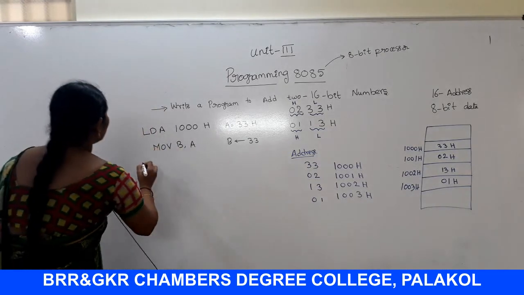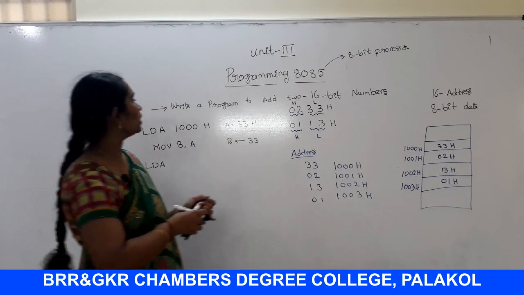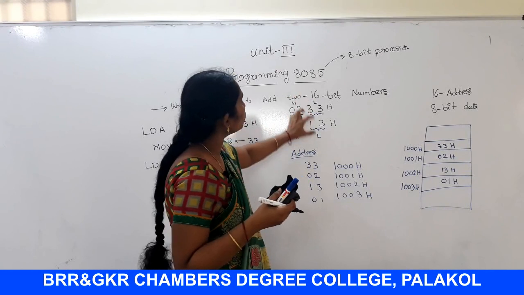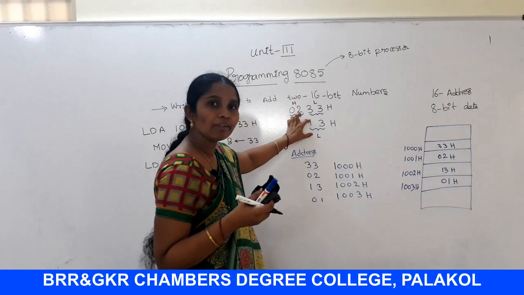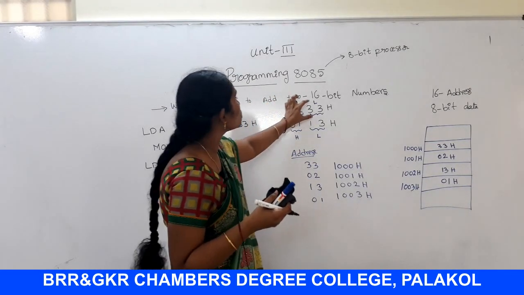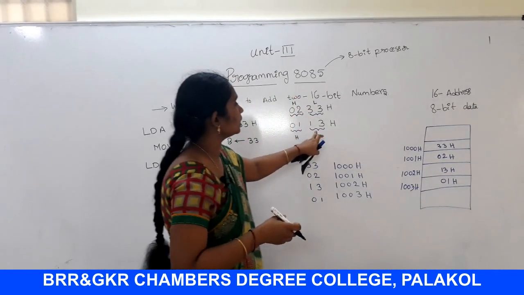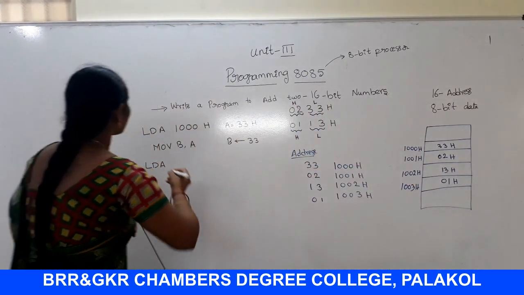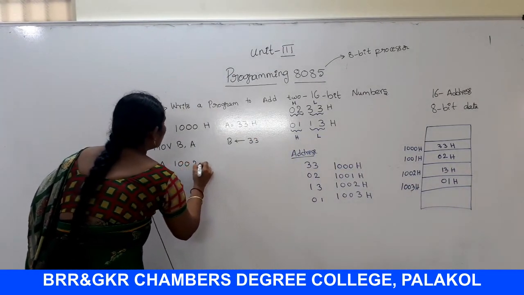The next one is LDA, load with another number. First we took the number 33. I already told you we have to add these two numbers, lower order with lower order, and higher order with higher order. So I will take another lower order number, that is 13. The corresponding memory location is 1002H.